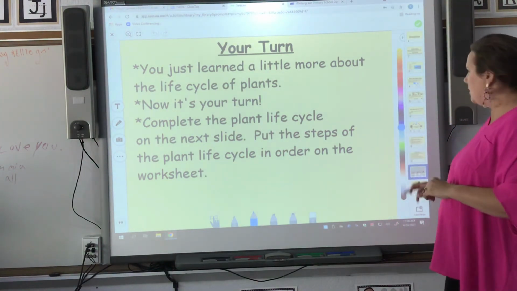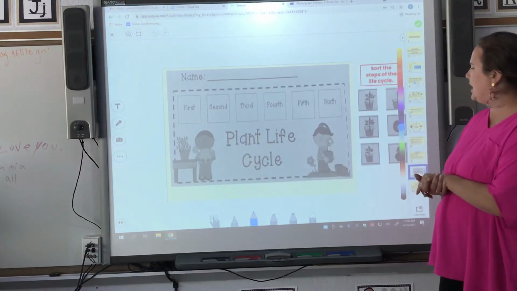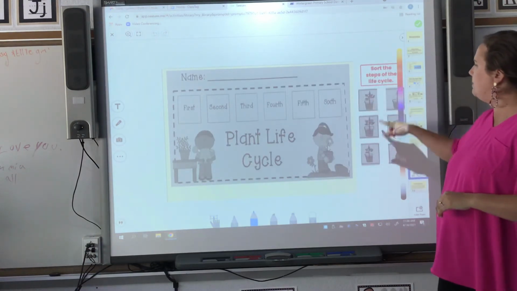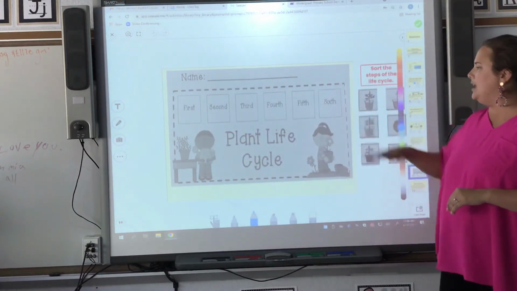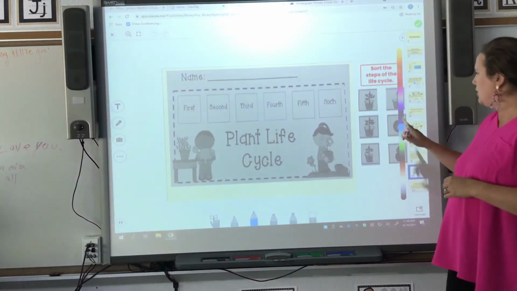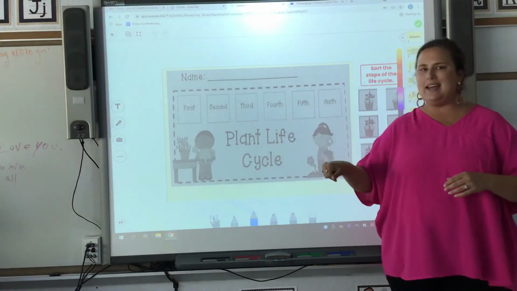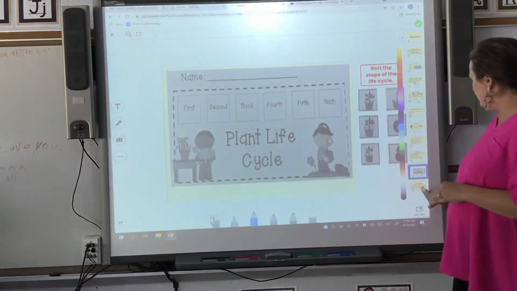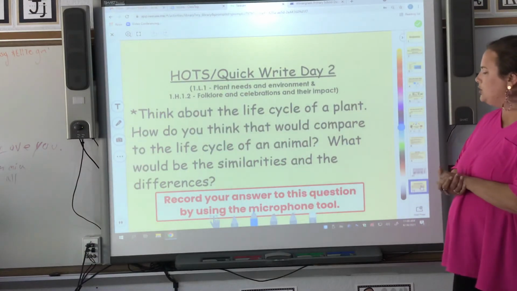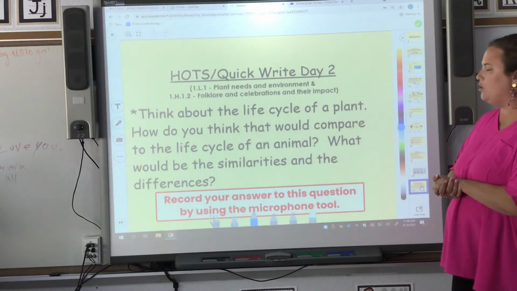So we're going to complete the life cycle worksheet. You're going to sort the pictures into the plant life cycle in order. So we know our first picture would be seed. So you'll move that over to the box that says first. Then you're going to record your answer using the microphone tool.